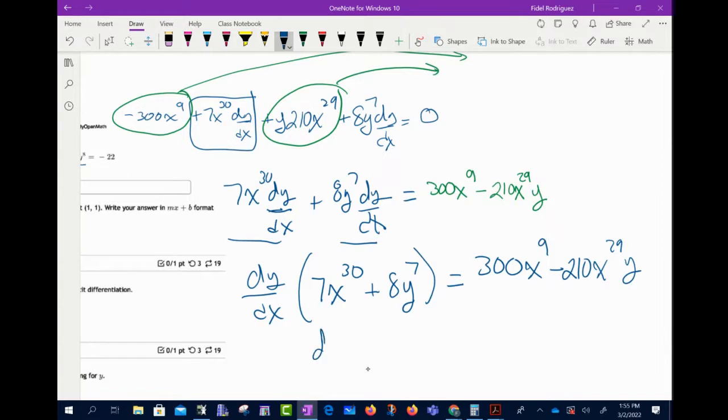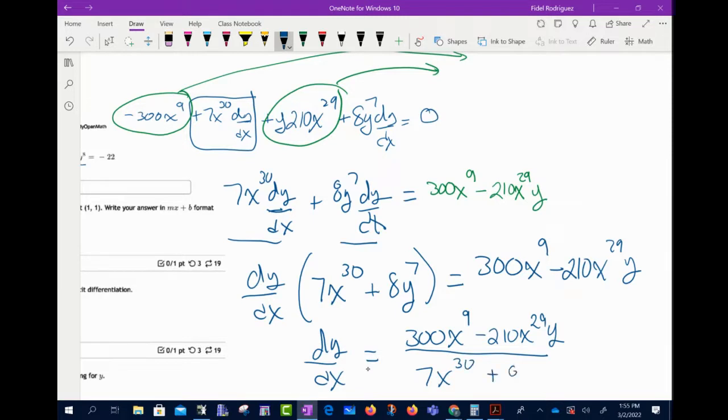Divide everything out, right? So wouldn't we get dy dx equals 300 x to the 9 minus 210 x to the 29th and a y all over our 7 x to the 30th and a plus 8 y to the 7th. And there's our dy dx, right? And really, again, what we're doing here, y'all, we're just doing that implicit differentiation, right? So, very good.